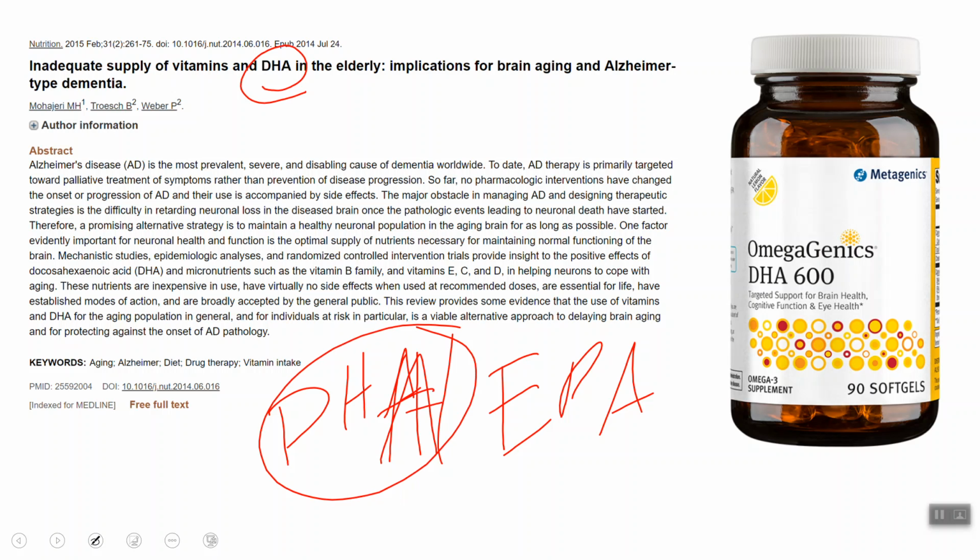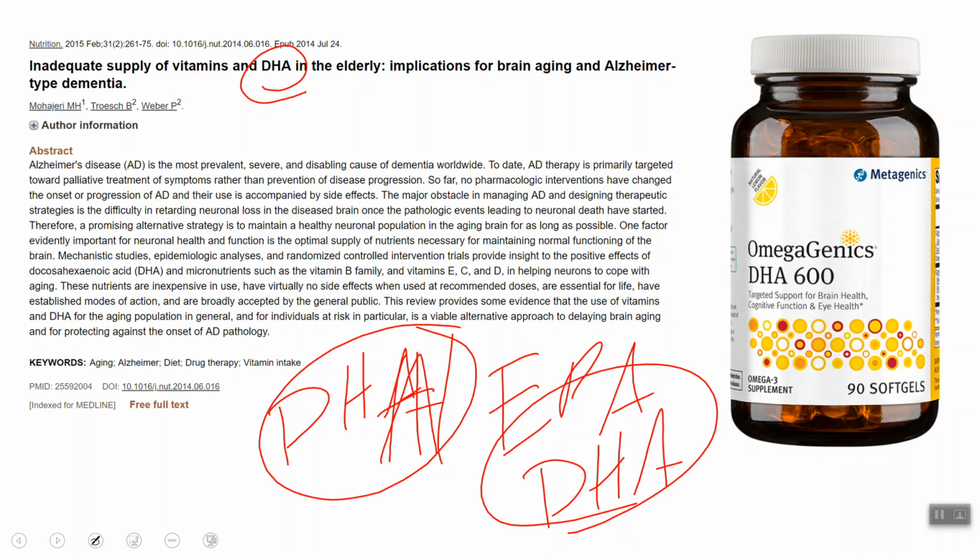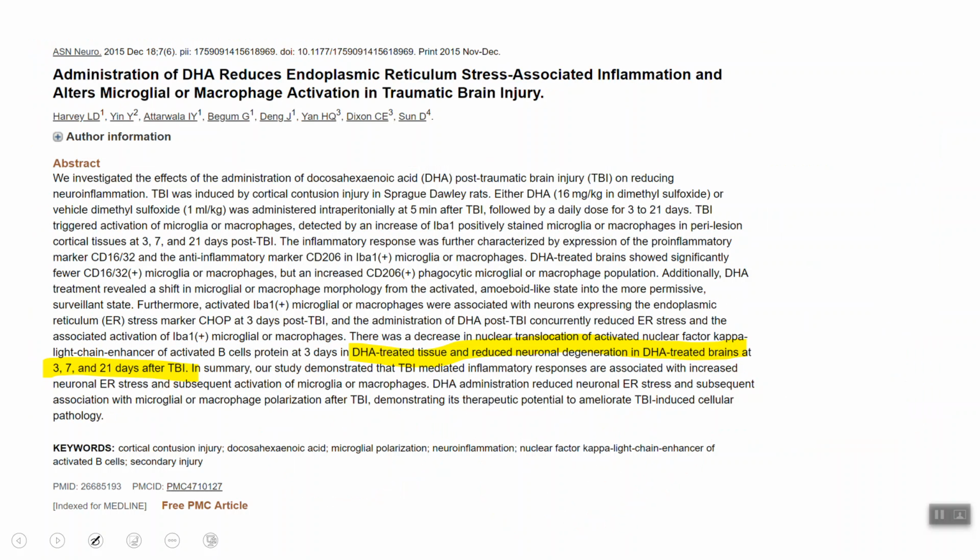So we want to start working with DHA. So this is a supplement that you can start to take. Now, how much should you take? I don't know how much you should take. That's why functional medicine is an individualized, custom tailored program to figure out your needs.